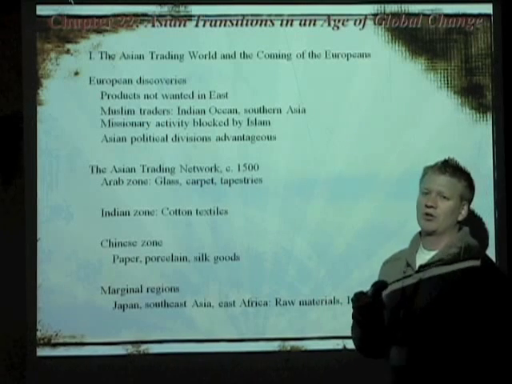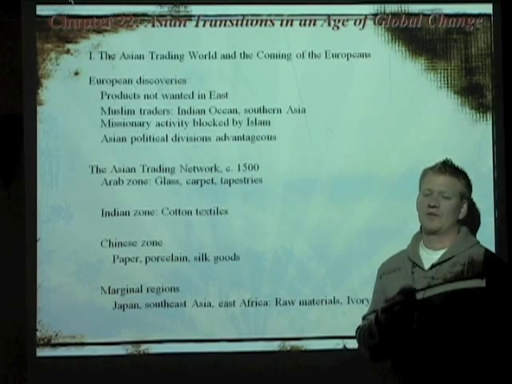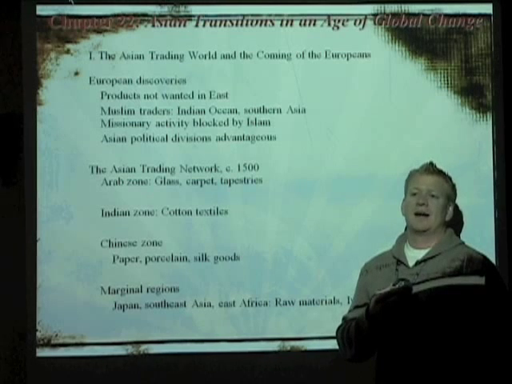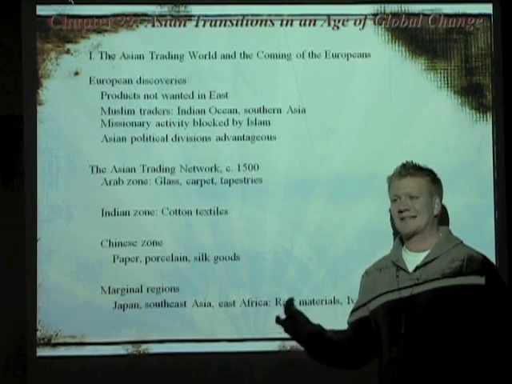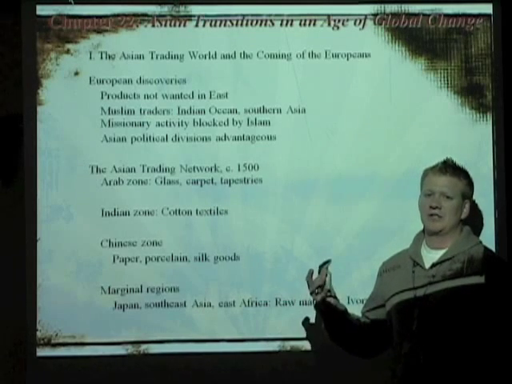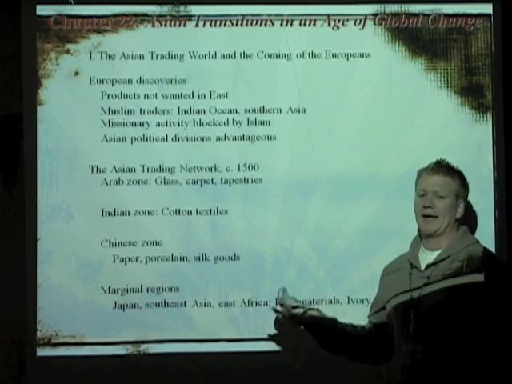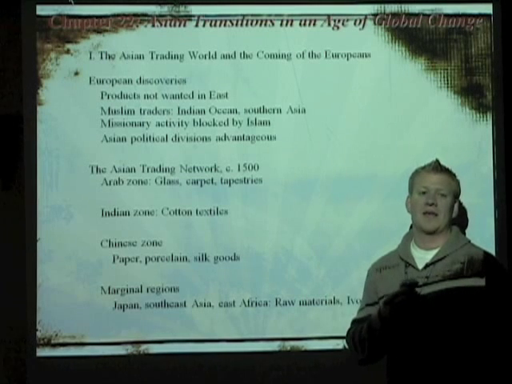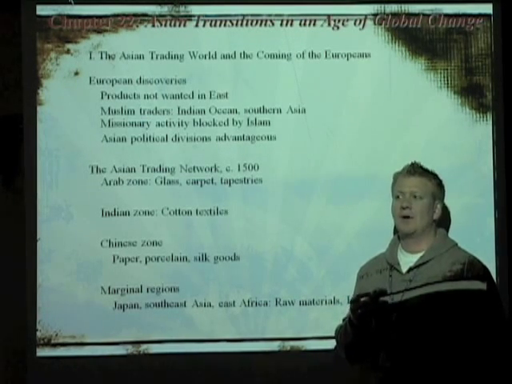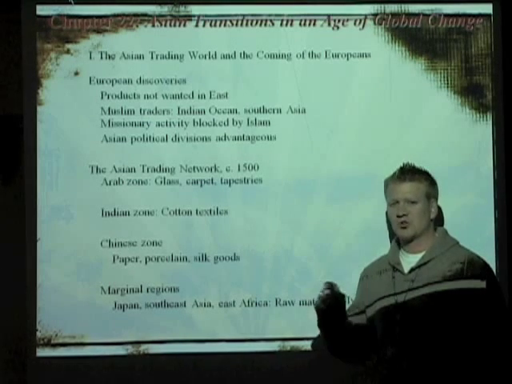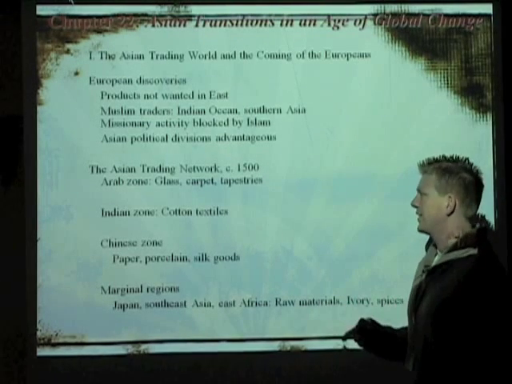And then Asian political divisions. You had political divisions within the subcontinent of India with Muslims and Hindus in the caste system, and then in Asia dealing with the Mongols, and in Japan having the end of their feudal period with the daimyos, and all of those factors contributing to how the Europeans are able to interact.